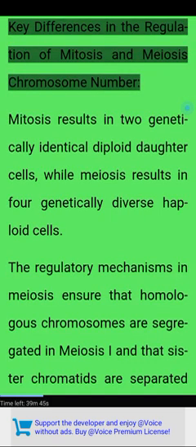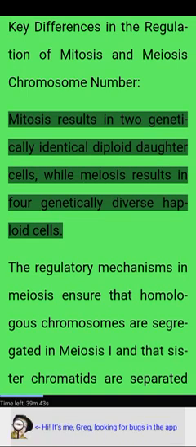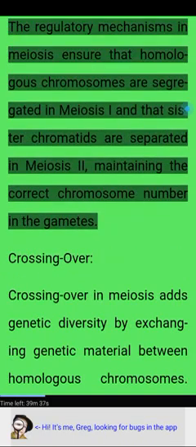Key differences in the regulation of mitosis and meiosis: chromosome number. Mitosis results in 2 genetically identical diploid daughter cells, while meiosis results in 4 genetically diverse haploid cells. The regulatory mechanisms in meiosis ensure that homologous chromosomes are segregated in meiosis I and that sister chromatids are separated in meiosis II, maintaining the correct chromosome number in the gametes.